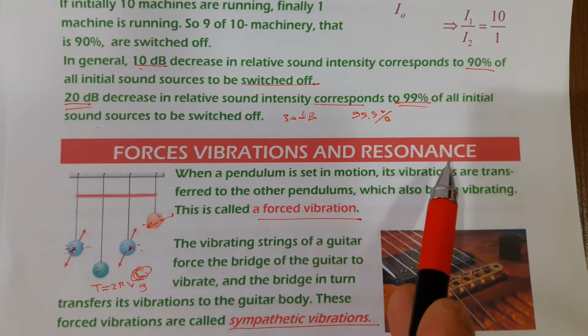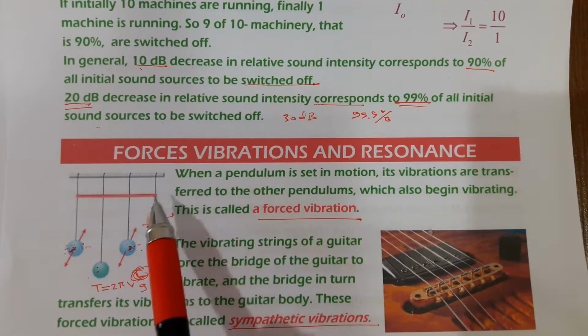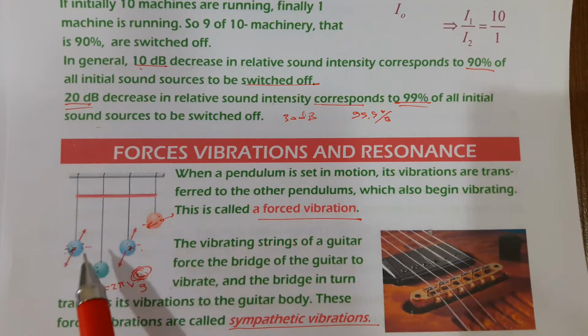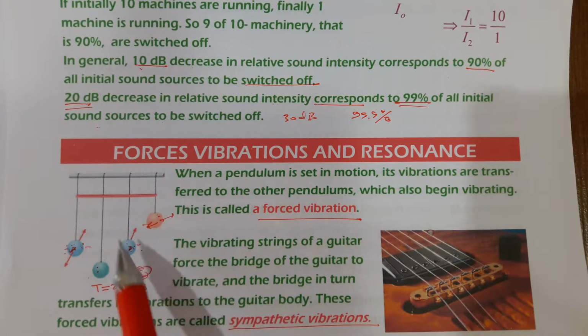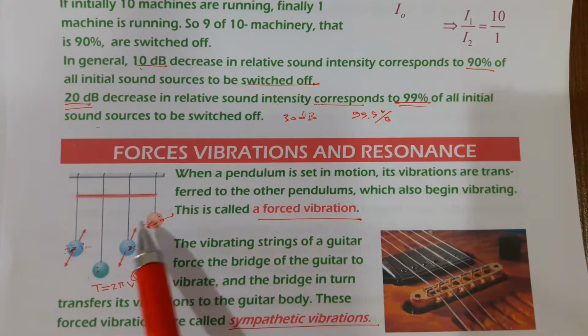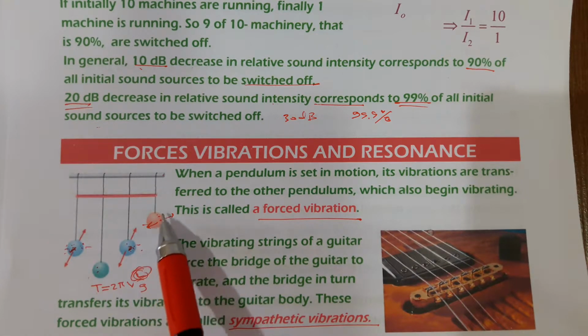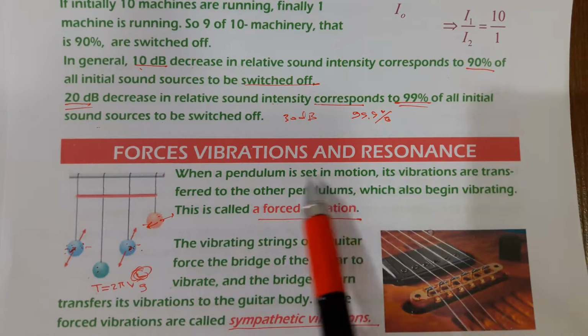Forced vibration and resonance is the next title. So there are 1, 2, 3, 4 pendulums. 2 of them are of equal length, others are of different length. So if the lengths of the pendulums are equal, then we can say that the periods of vibrations or frequency of the vibrations are equal. But if the lengths are different, the periods of vibrations or frequency of the vibrations are different.